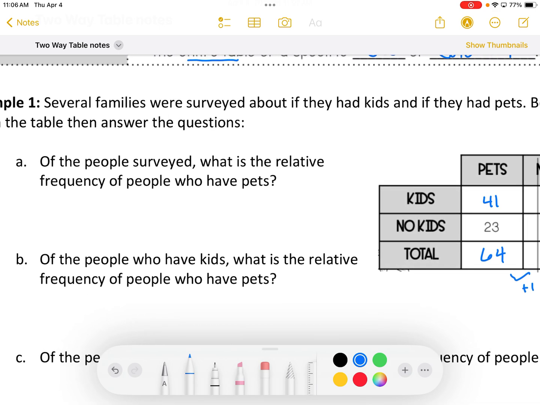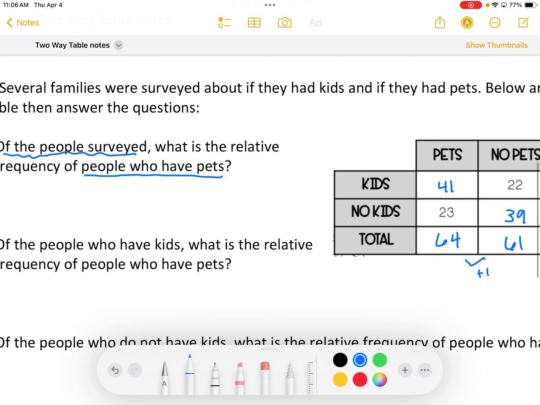So now we're going to look at some relative frequencies. So of the people surveyed, what is the relative frequency of people who have pets? So we're looking out of all the people that were surveyed. So we're looking out of 125, so that's going to be my denominator. And then out of the 125, how many actually have pets? That's going to be 64. So then we're going to divide 64 by 125, and then our decimal, and we can multiply that by 100. So we're looking at about 51%.